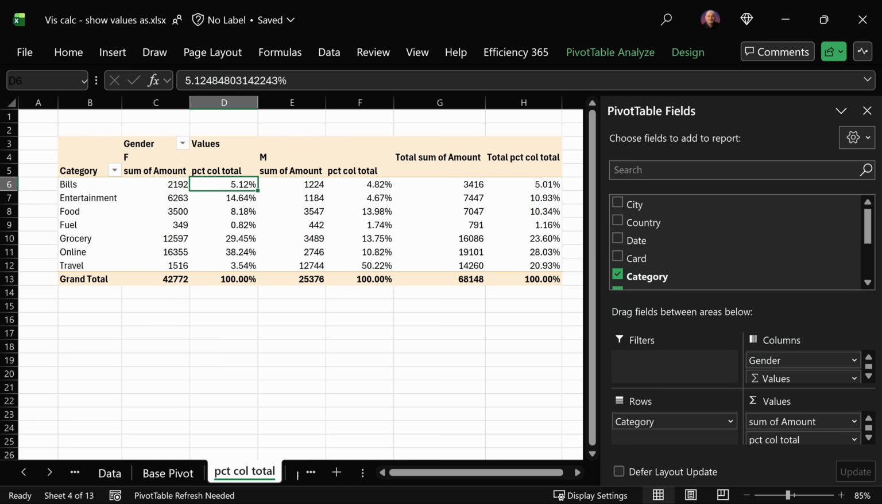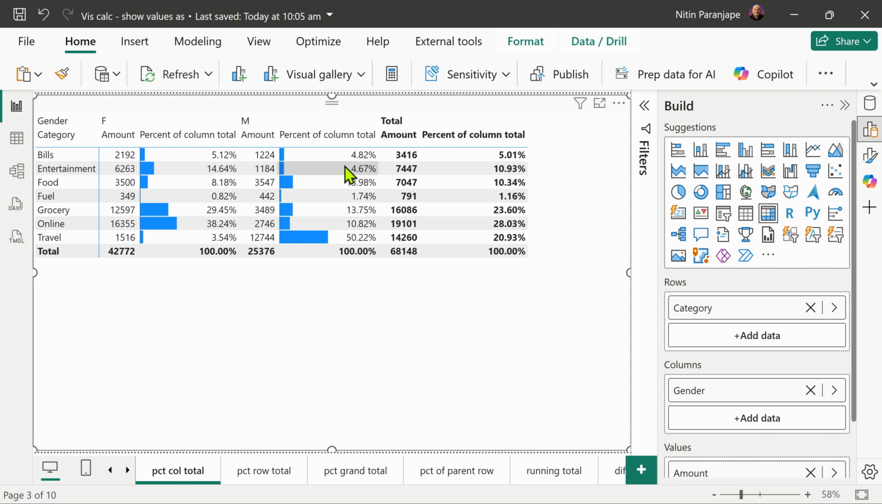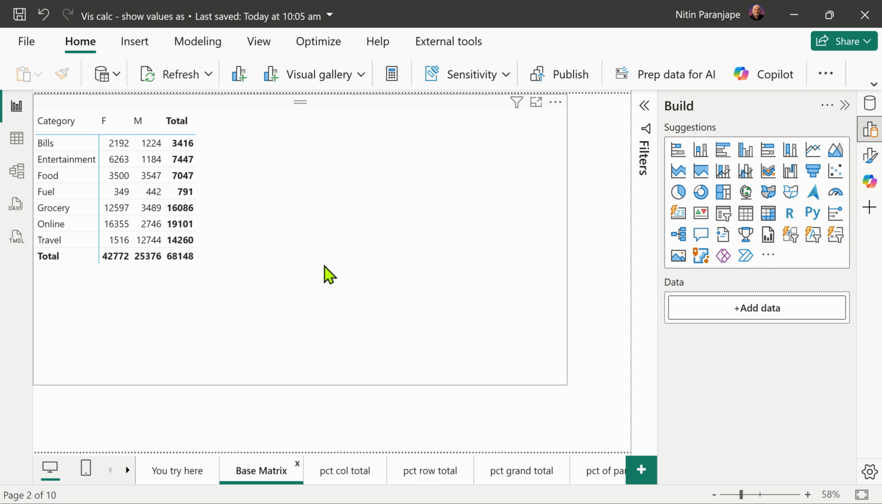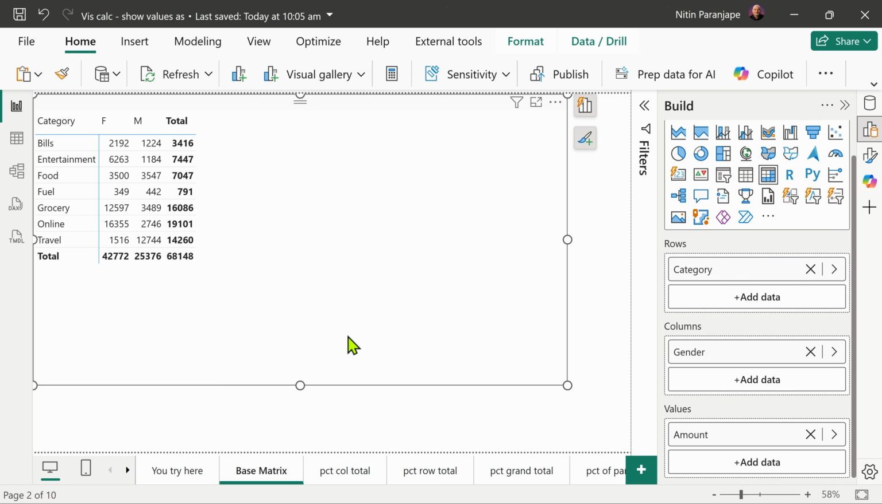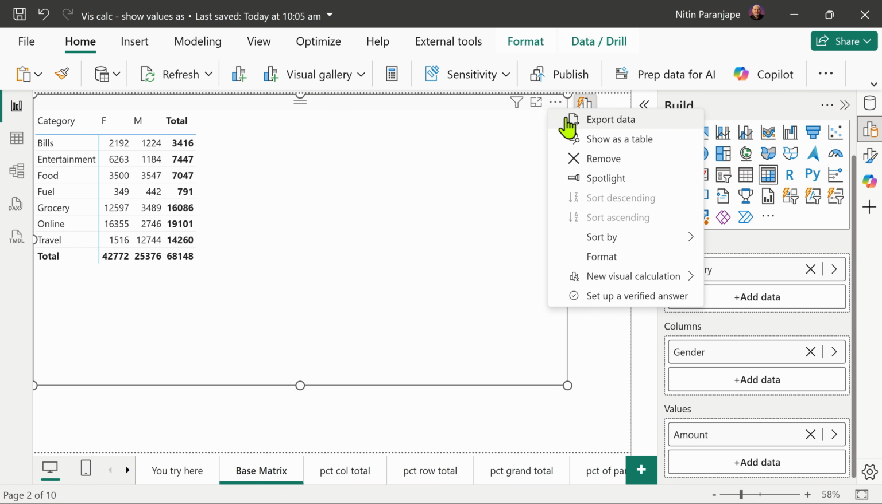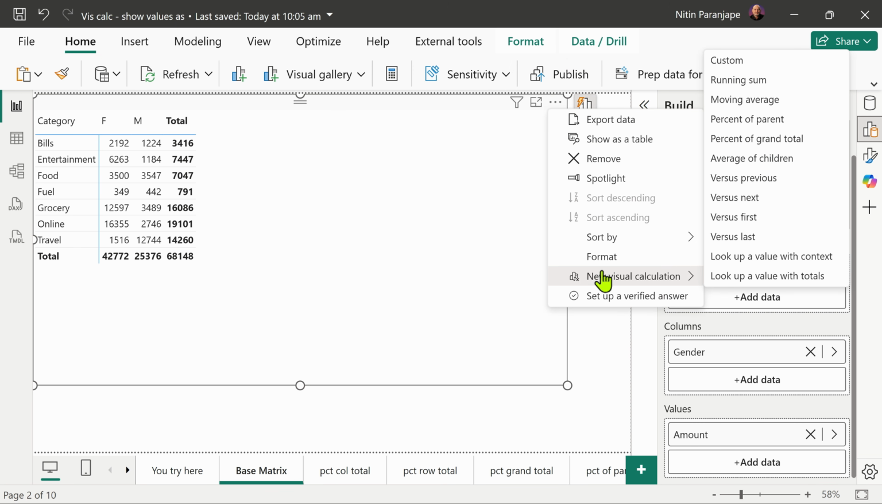Let's do the same thing in Power BI. This is exactly the same calculation. First time I'm going to build the formula and later on you will understand it easily. So this is our base matrix. I go to three dots. In rows, we have category, columns have gender, and values have amount. To add a visual calculation, just go to the visual top right, three dots, new visual calculation. These are shortcuts or ready to use formulas. We can use our own. So I'm going to go to custom.